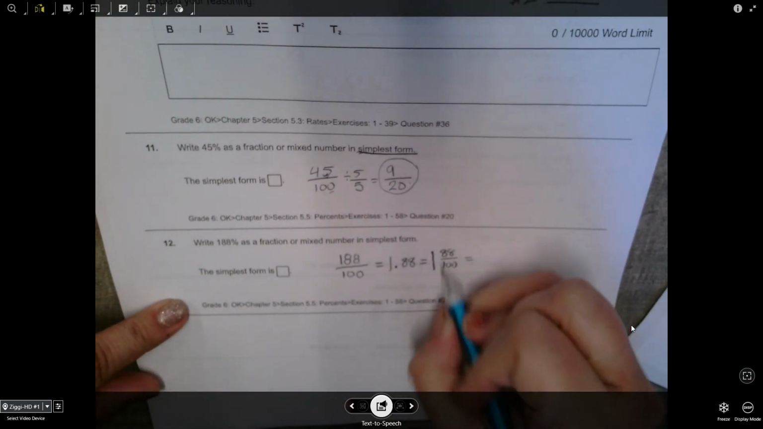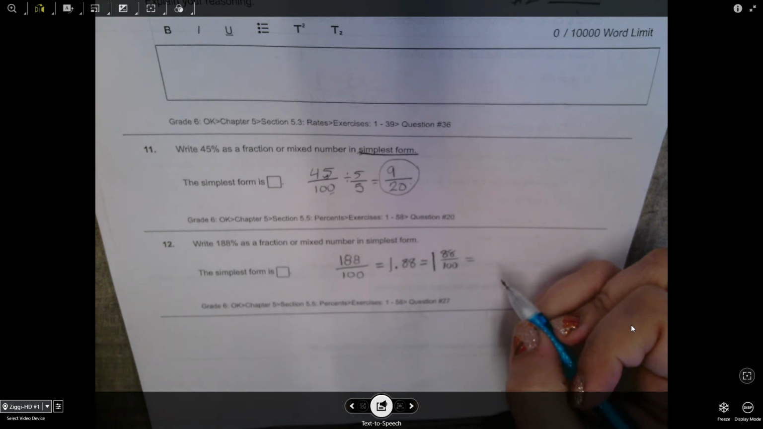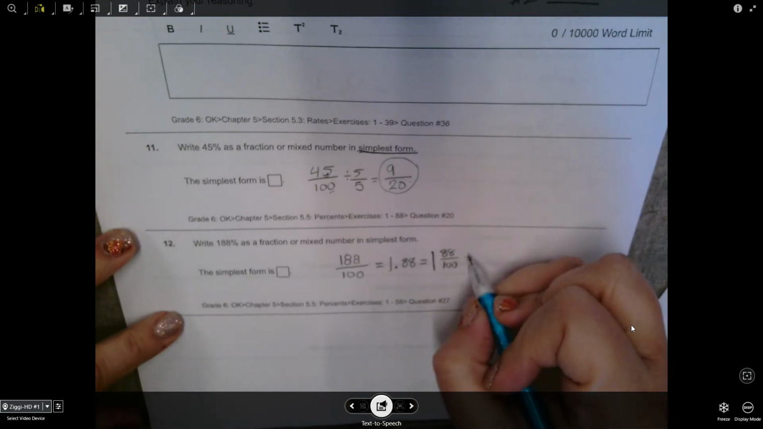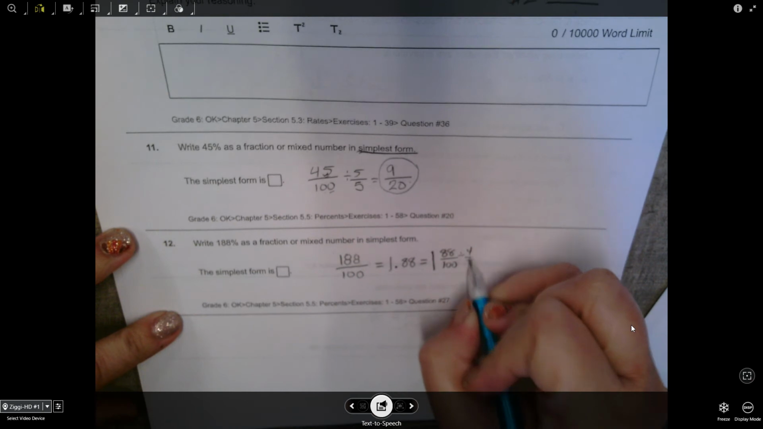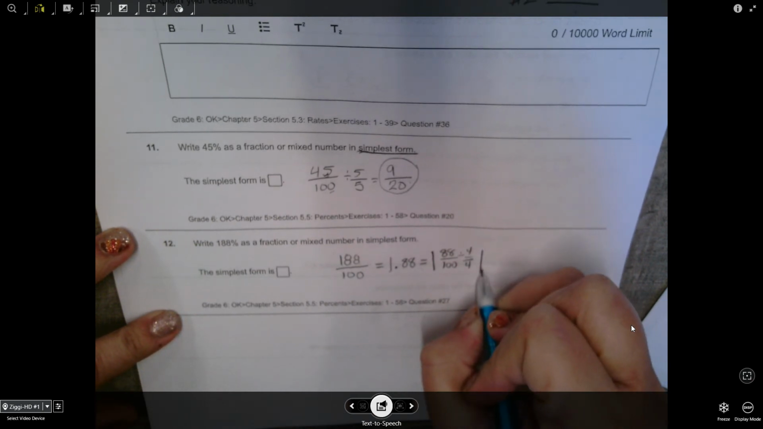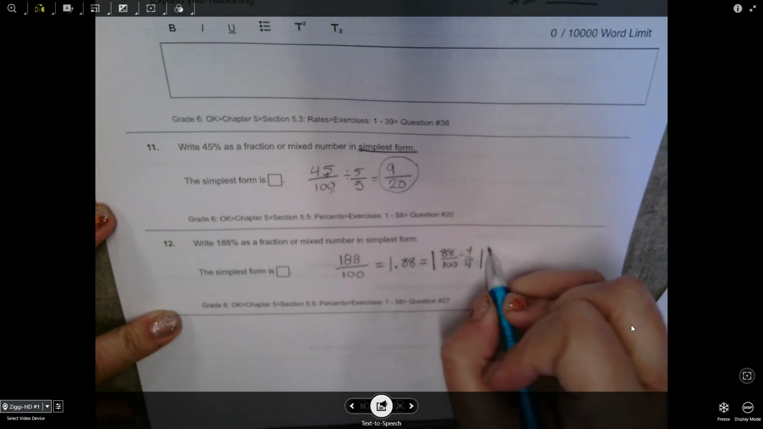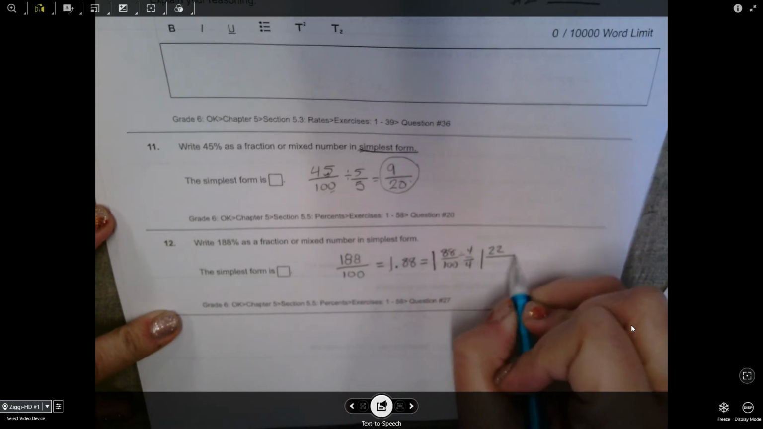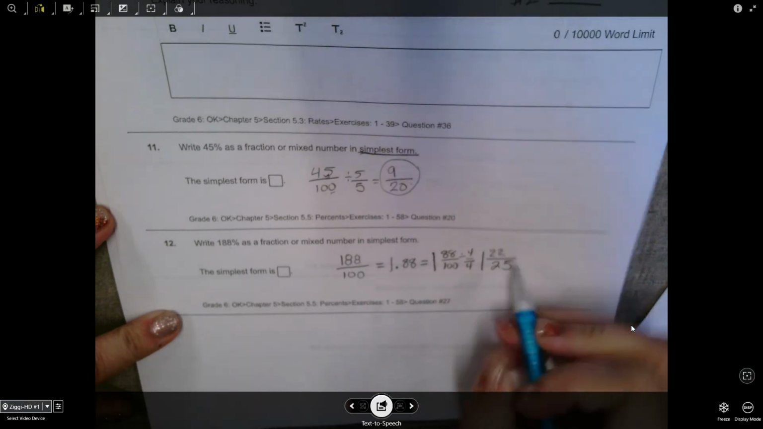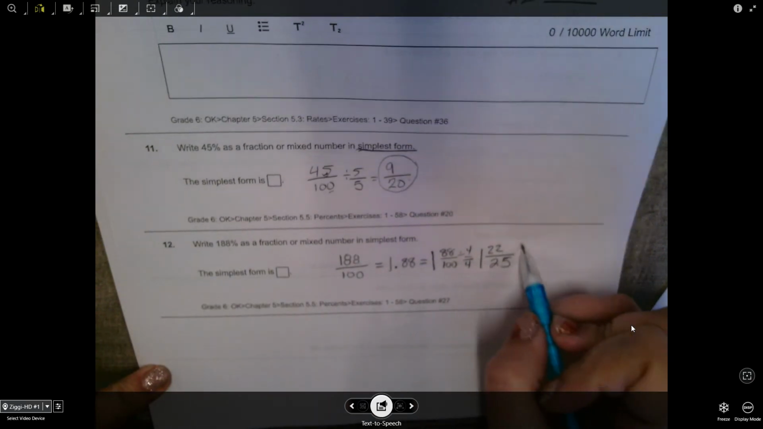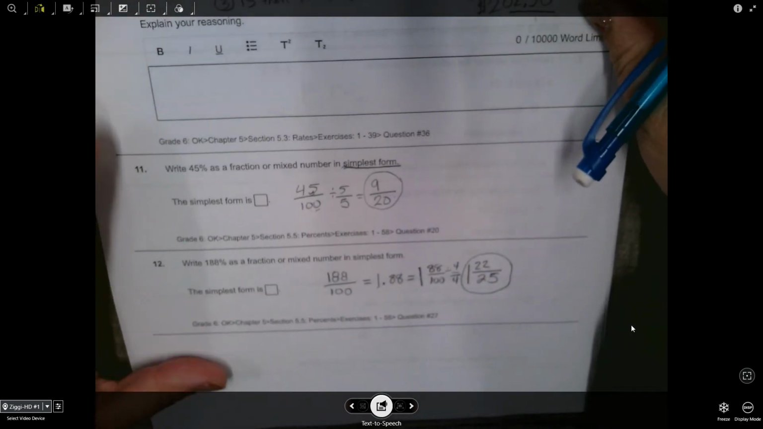And then you would have to simplify your 88 hundredths by, let's try 4 and see if that's enough. You can't forget your whole number. It just follows you down. That would be 22 over 25. 1 and 22 25ths is the same thing as 188%. Okay, so you're welcome. I did that whole page with you.